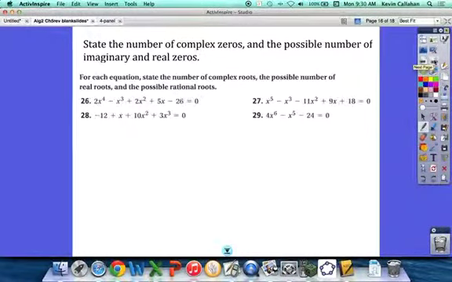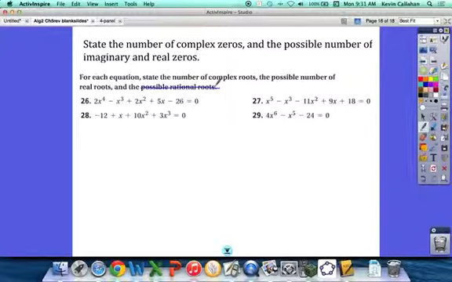And then the last, I think this is my last slide right here. We're supposed to be able to tell from the degree of a function how many complex zeros it has and how many possible imaginary and real solutions. And these problems are the ones we did for homework. Remember, we're not doing the possible rational solutions. We're just doing real and imaginary and complex. So remember, how do you tell the number of complex zeros? Say again? By the degree, right?